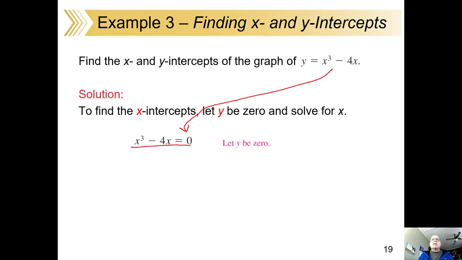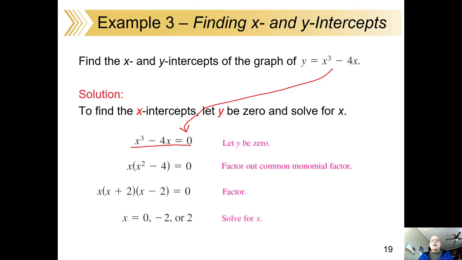Take this equation, solve for x. You can solve it by factoring. There's a complete factorization. Set each one of the factors equal to 0, and you've got 3 x's. And remember, y equals 0, so this gives you 3 points. (0, 0), (negative 2, 0), and (2, 0). 3 points, 3 x-intercepts.